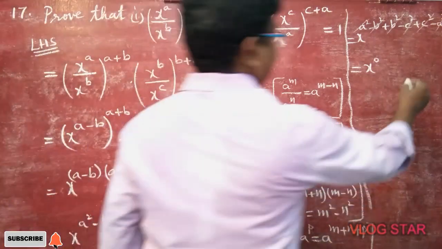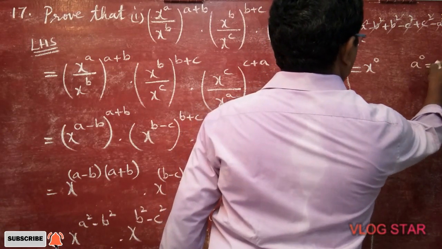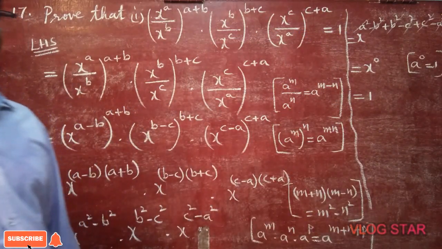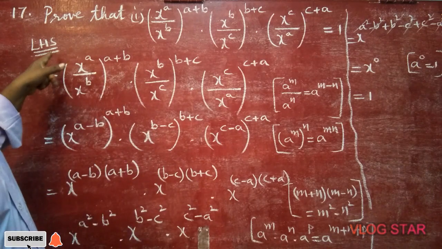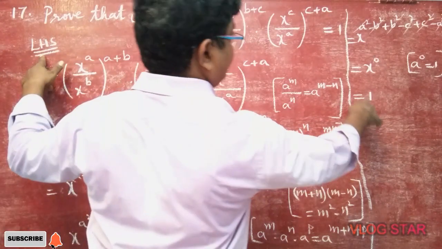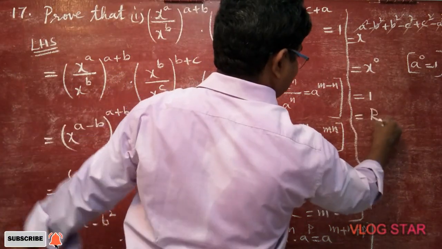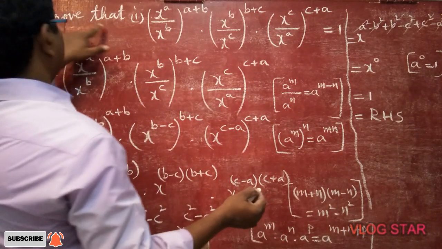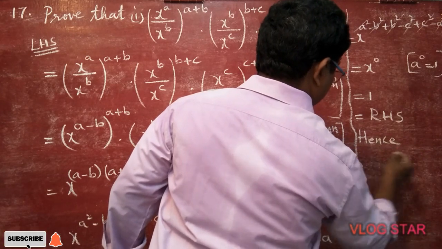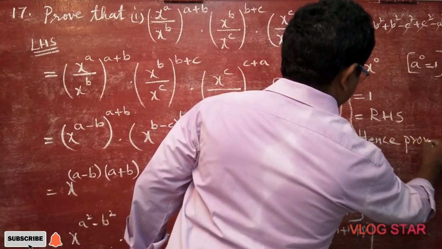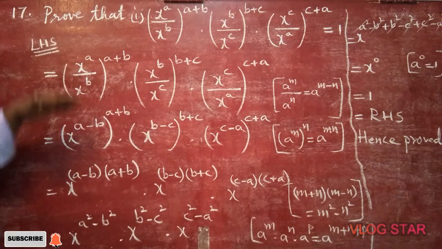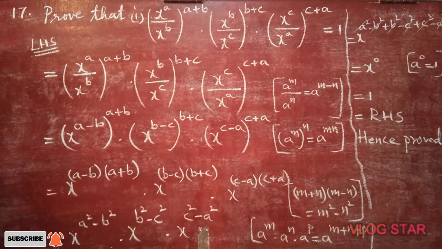0 is there. Again, which law? A to the power of 0 is equal to 1. With that we complete. Where did we start? We started with LHS. And where did we reach? Is equal to 1. Is equal to 1 means is equal to RHS. They told us to prove that. So you have to write this word compulsory: Hence proved. We have proved through laws of indices and algebra formulas. So this is the way of solving this problem.